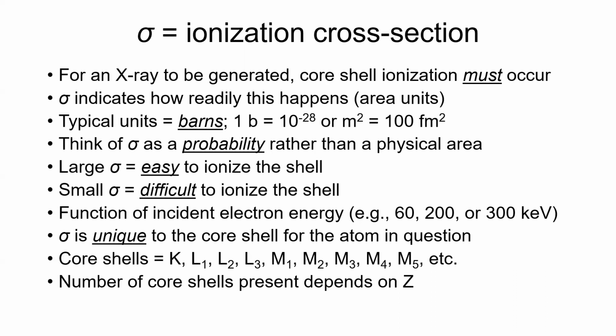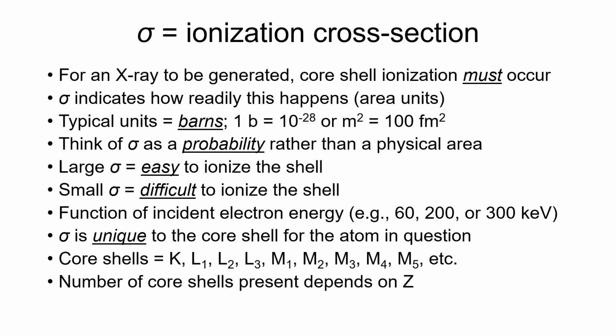So as my cross-section gets bigger, what that means is it's easier to ionize the shell. As it gets smaller, it means it's more difficult to ionize the shell. It is a strong function of electron energy, as we're going to see, and it is unique to the shell for the atom in question. So the atoms all have different shells, and the cross-section to ionize each of them is different.